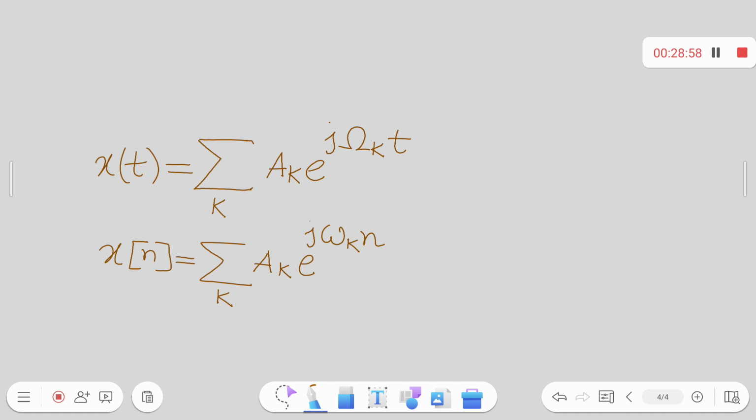You have some x of t. That x of t can be represented in this particular form, maybe, maybe not. So this is a kind of approximation that we are going to achieve. Let's call this approximation x hat of t and x hat of n. Our actual signal is x of t, and I'd like to visualize this x of t as the summation of these complex sinusoids in the continuous time domain or in the discrete time domain.